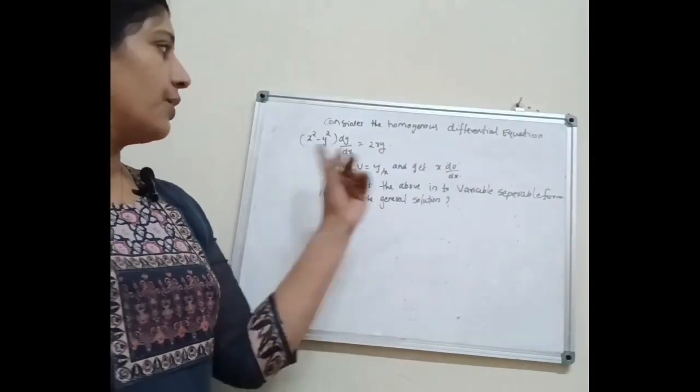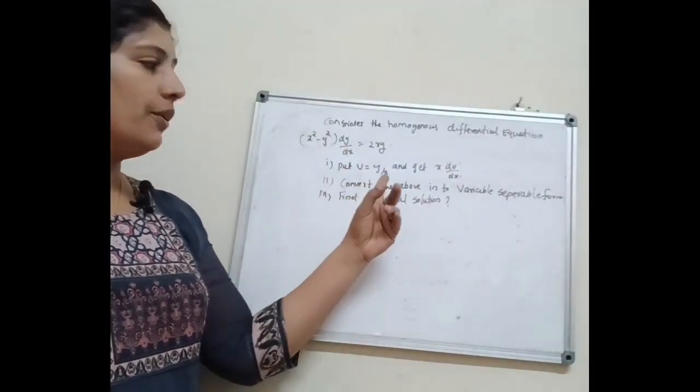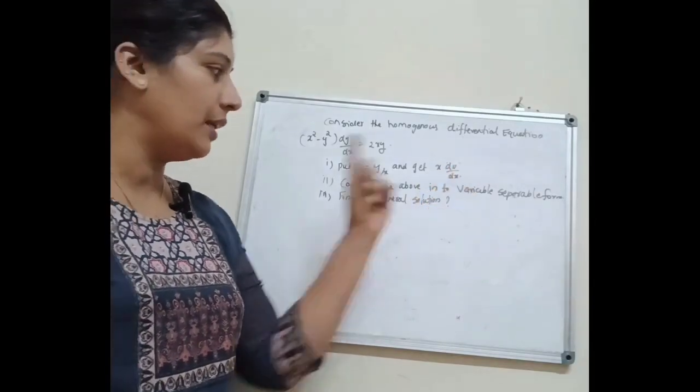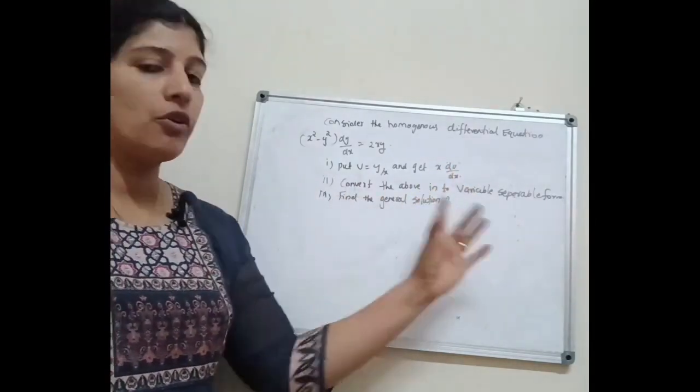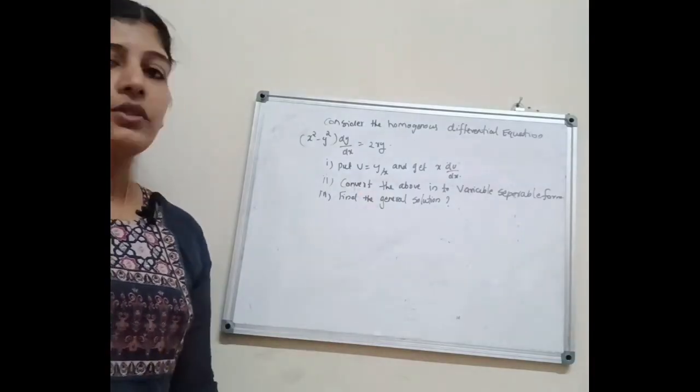Consider the homogeneous differential equation (x² − y²) dy/dx = 2xy. First question: put v = y/x and get x dv/dx. Second, convert the above into variable separable form. Third, solve, that is, find the general solution of this homogeneous differential equation.